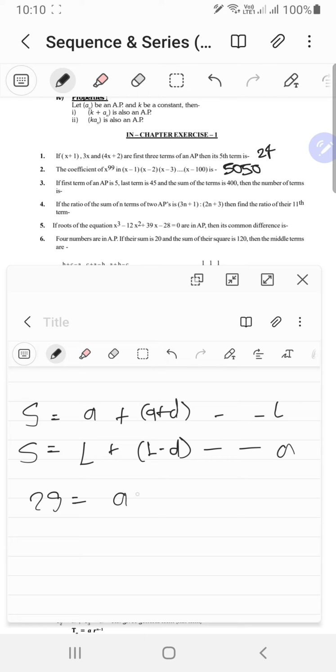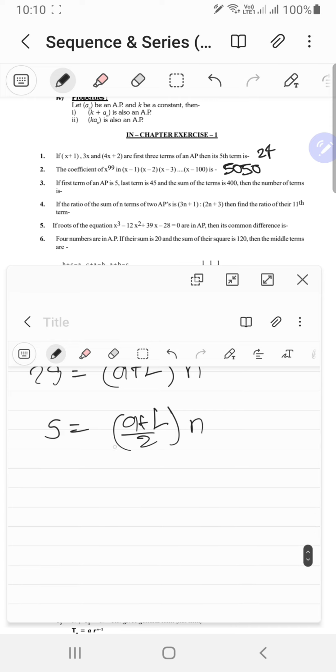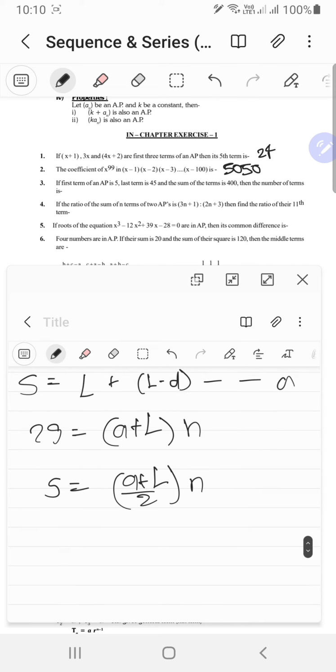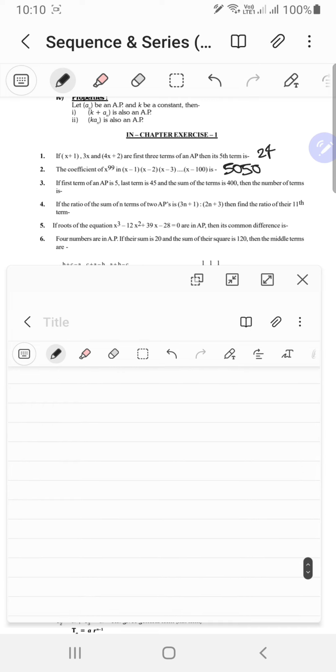So 2S equal to a plus l, but how many of these a plus l? n of these, right? So S is (a plus l) upon 2 times n. This looks much more intuitive to me because (a plus l) upon 2 is the average of the first and last term. So you might just say that all of these were the same thing. If all of these were the same thing, then you would put (a plus l) upon 2 as the value of all of the terms, right?